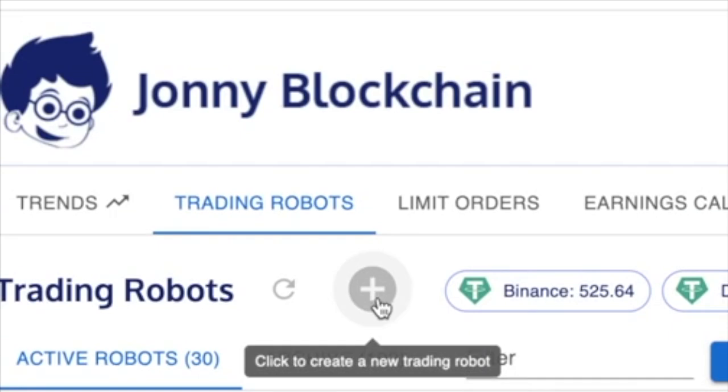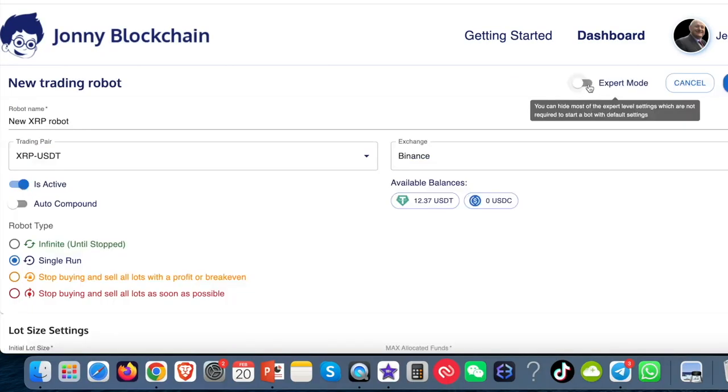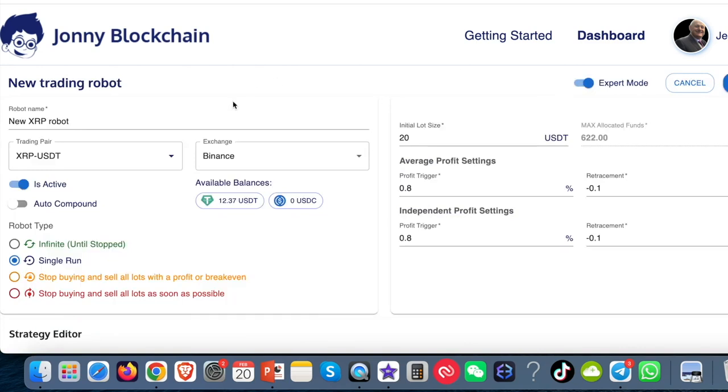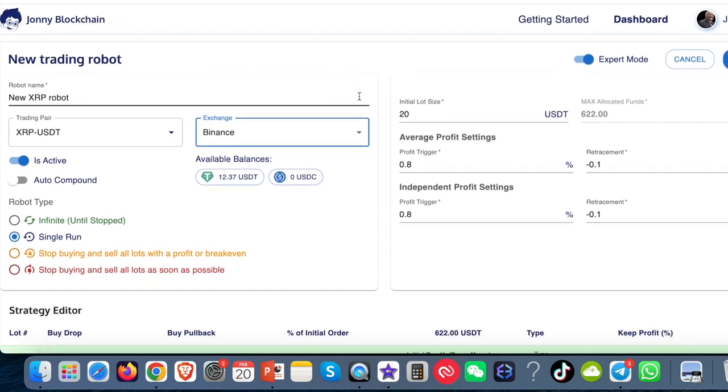So I'm going to click on create a new robot. So I want to look at the expert mode. And what that does is it opens up all the settings for this particular robot. This is a robot for Binance. The trading pair is irrelevant and the name of the robot is irrelevant. What is important is how much you're trading with.